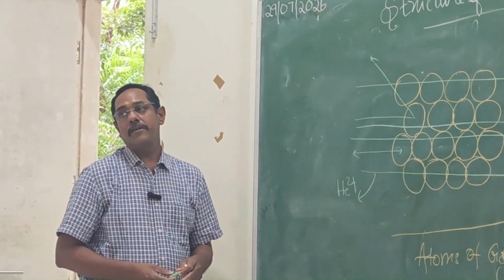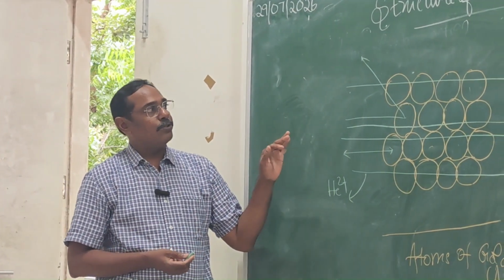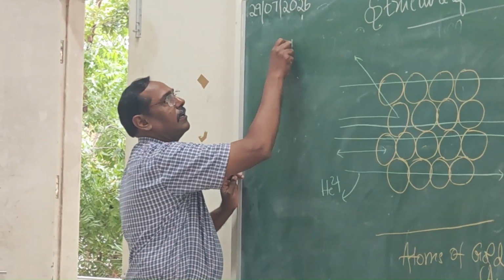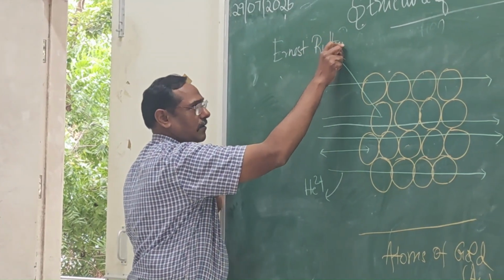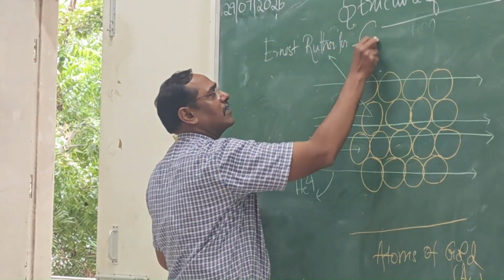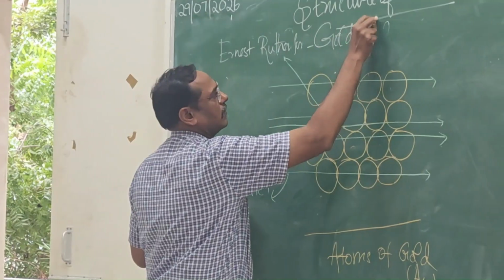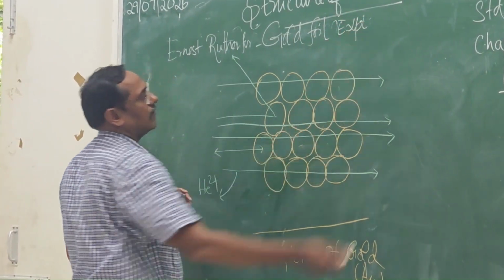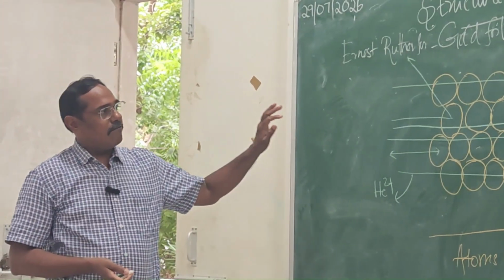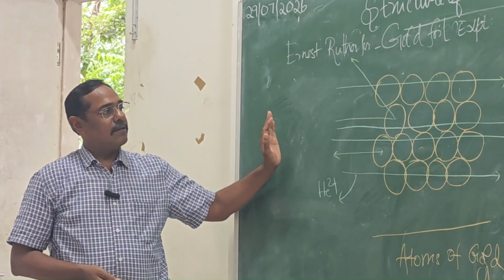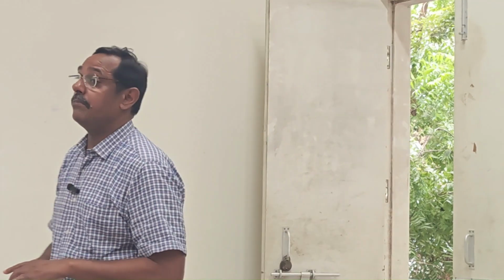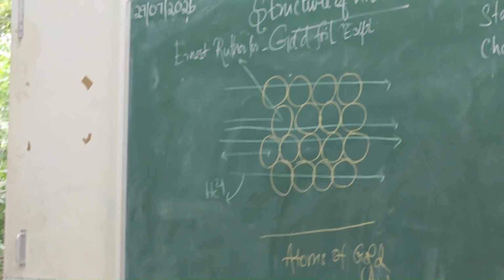So atoms of gold. This is Rutherford's experiment, Ernest Rutherford. What is the name of the experiment? Yes, gold foil experiment. Rutherford's gold foil experiment. He has passed the alpha rays, and these are the results. Now we have to say the structure of the atom based on this experiment. What will be the structure of the atom? Now you say the structure based on this image.